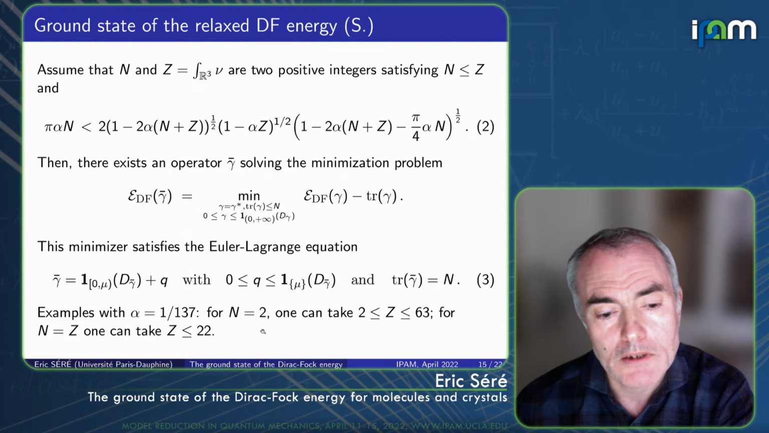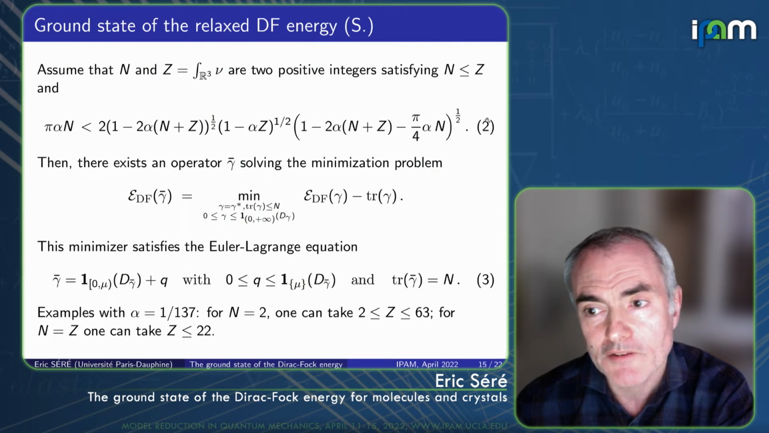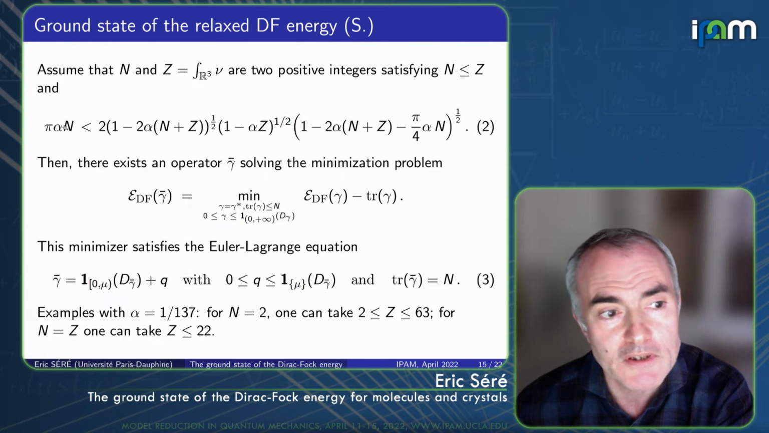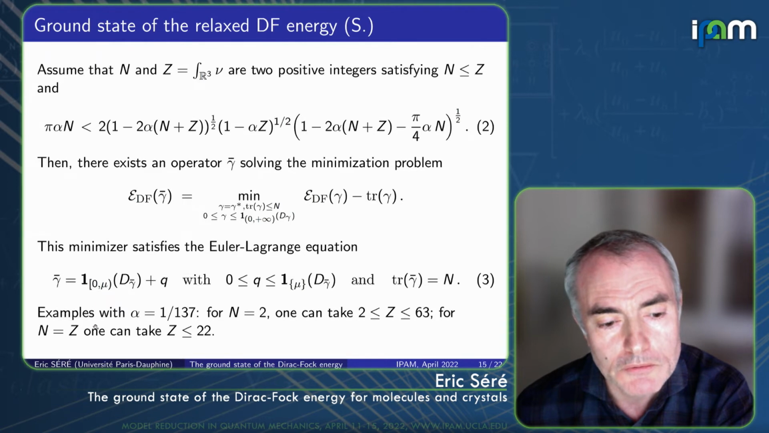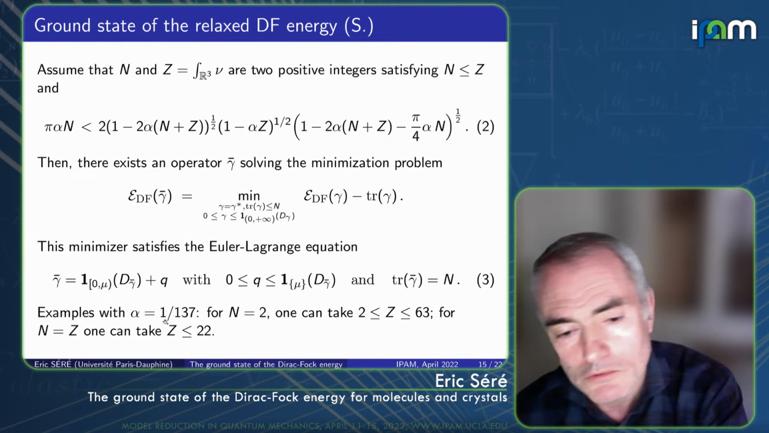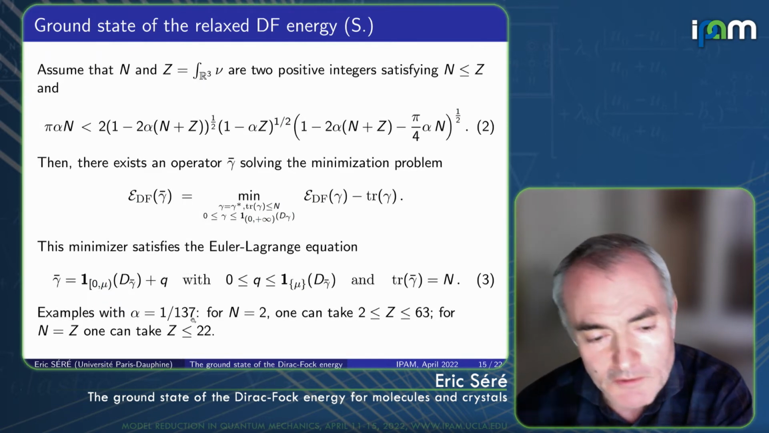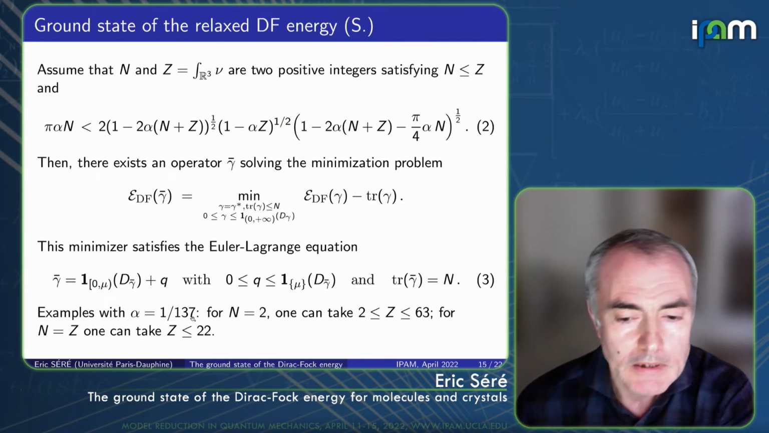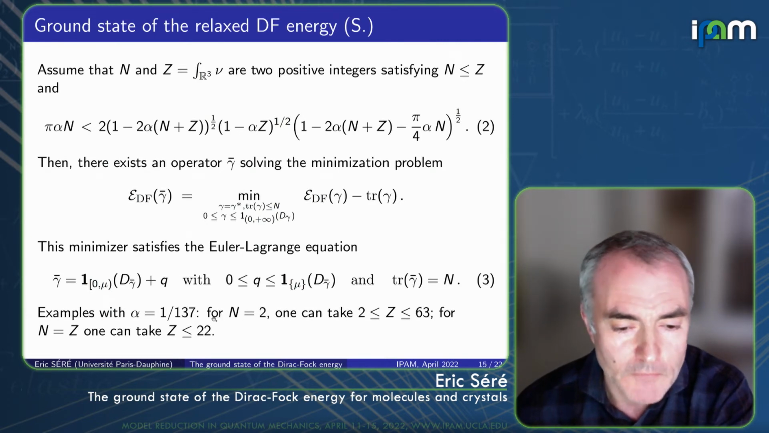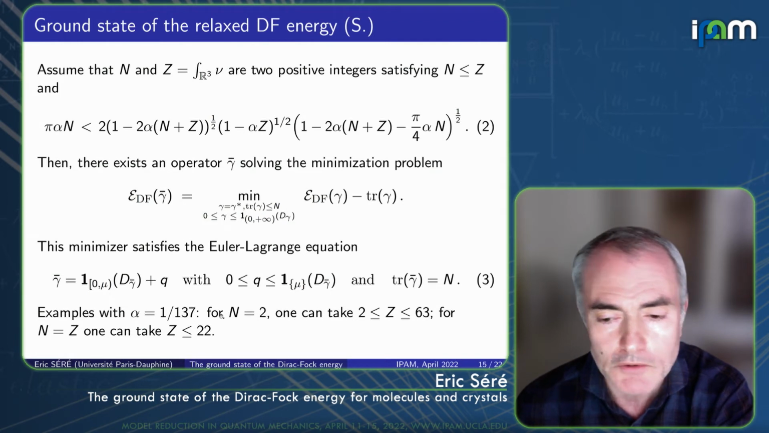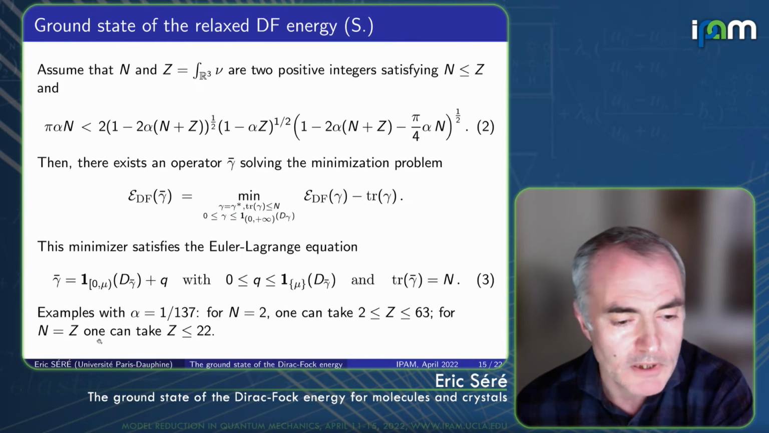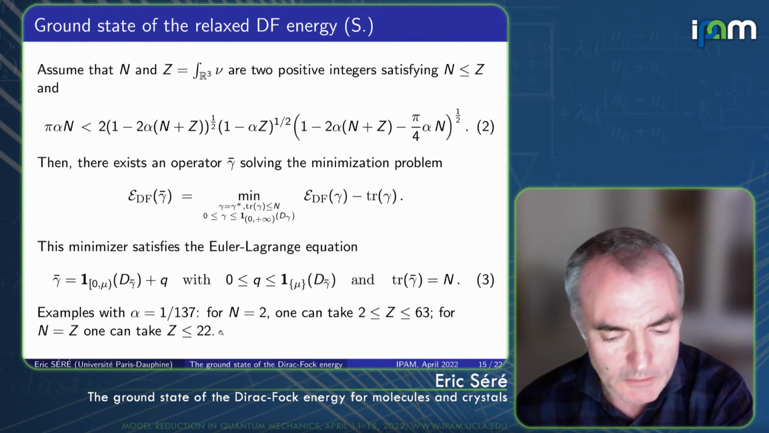Okay, and now I have explicit constraints so that the method works. That's the awful thing that is written here, condition 2. But now if you go to numerics, you find that condition 2, well, of course, it's mathematics, so probably it's not optimal. It works. So let's say in 2 cases where I did the computation, for n equal 2 and Z between 2 and 63, or for n equals Z, neutral atoms, and then Z should be at most 22.